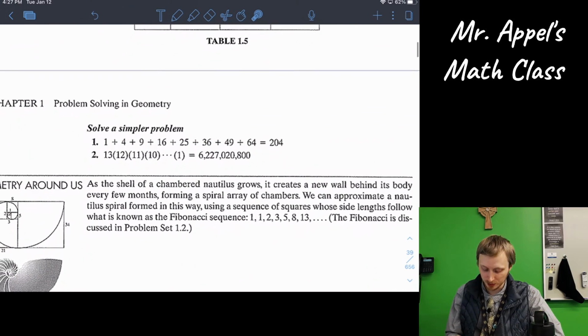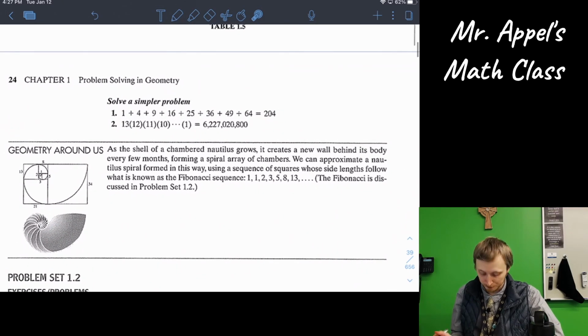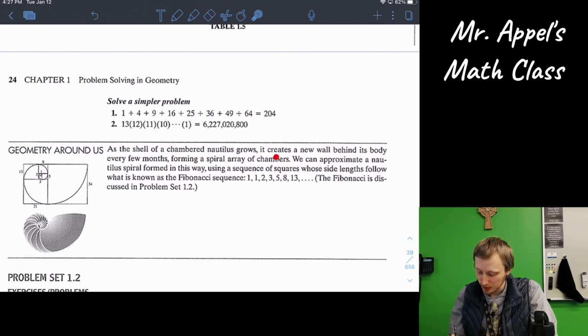Okay, and to finish us off, let's look at a little bit of geometry all around us. As the shell of a chambered nautilus grows, it creates a new wall behind its body every few months, as the body itself is growing and growing, forming a spiral array of chambers, shown here. We can approximate a nautilus spiral formed in this way using a sequence of squares whose side lengths follow what is known as the Fibonacci sequence: 1, then 1, and then 2, 3, 5, 8, 13.